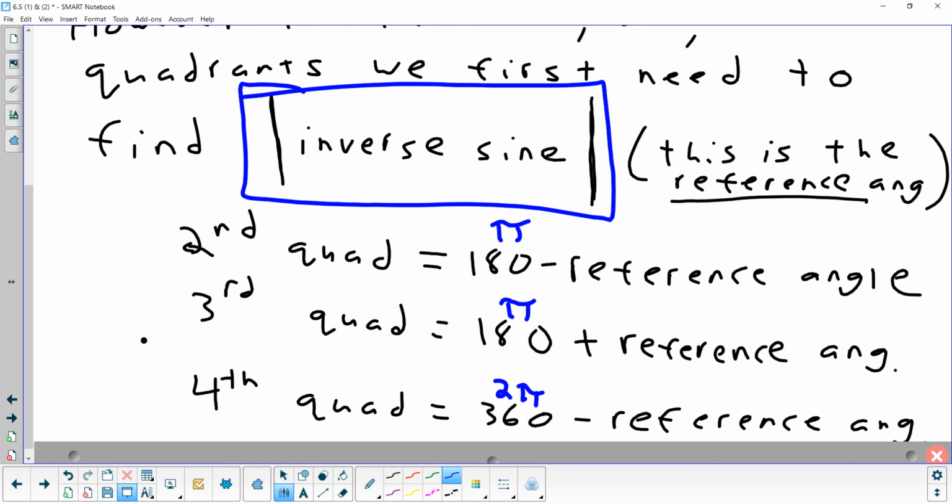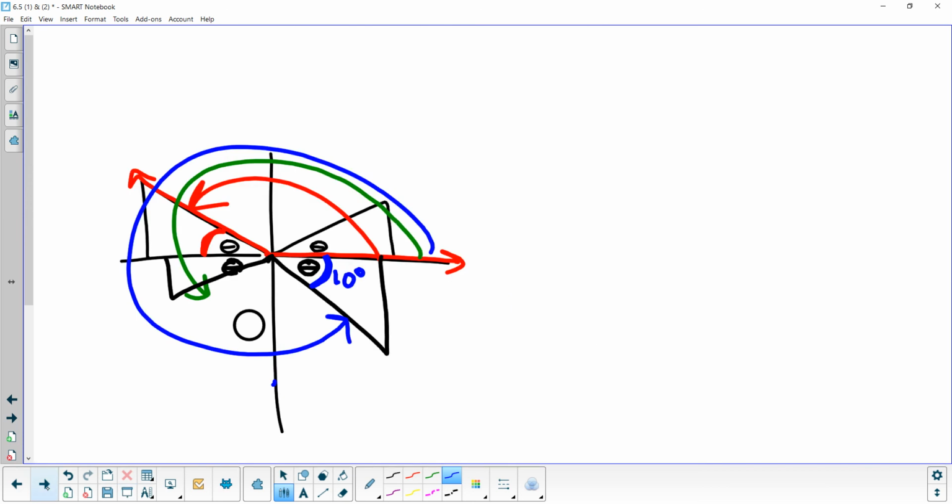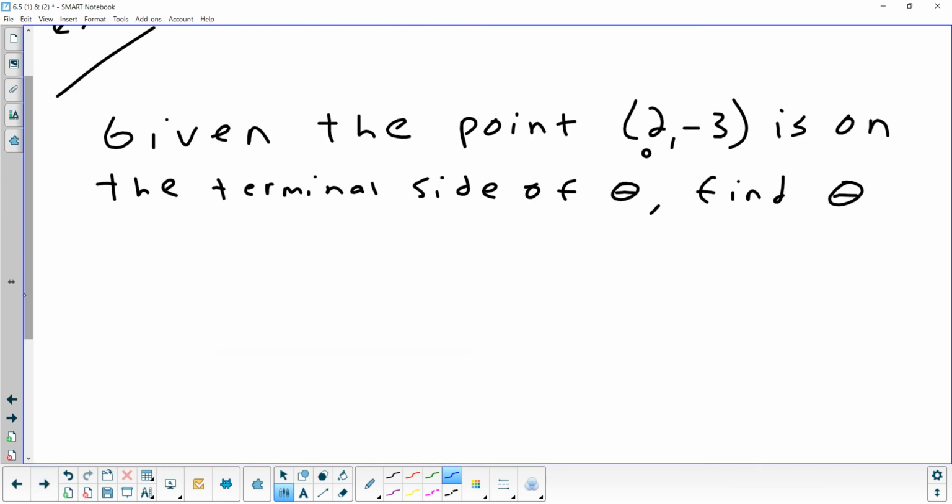Any question on those formulas? Okay, so we'll try an example. It says, given the point 2, -3 is on the terminal side, find theta. First of all, what quadrant am I going to be in? Yep, fourth. Second quadrant would have to have a negative x value. So we're definitely going right, and then down. We're going to be somewhere 2 to the right, 3 down, maybe like that.